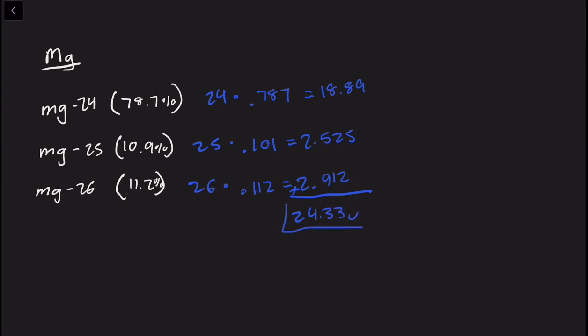Now when we add them all together, we're going to end up with 24.33 as the atomic mass for magnesium, which, like we said earlier, is closer to the 24 in the Mg24 than the 25 and 26, because the Mg24 is way more abundant than the other two.